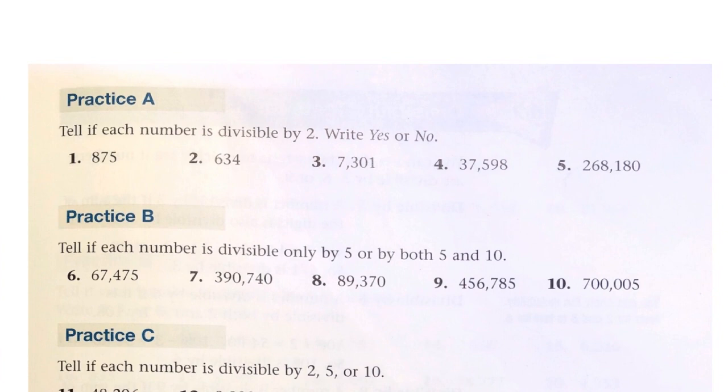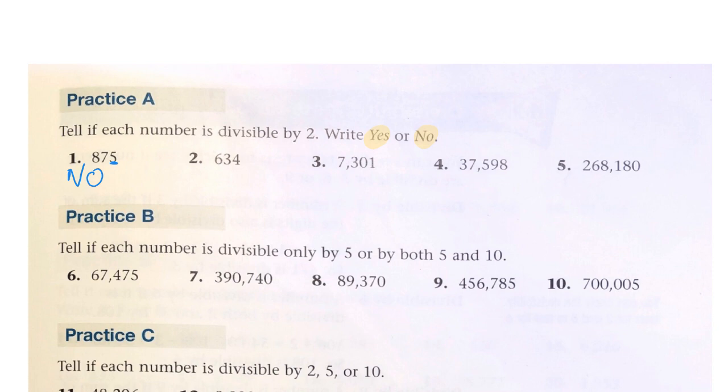So let's check them. This one asks you to just write a yes or a no. Tell if each number is divisible by 2. Number 1, no. Why not? Because it is not even, it is odd.